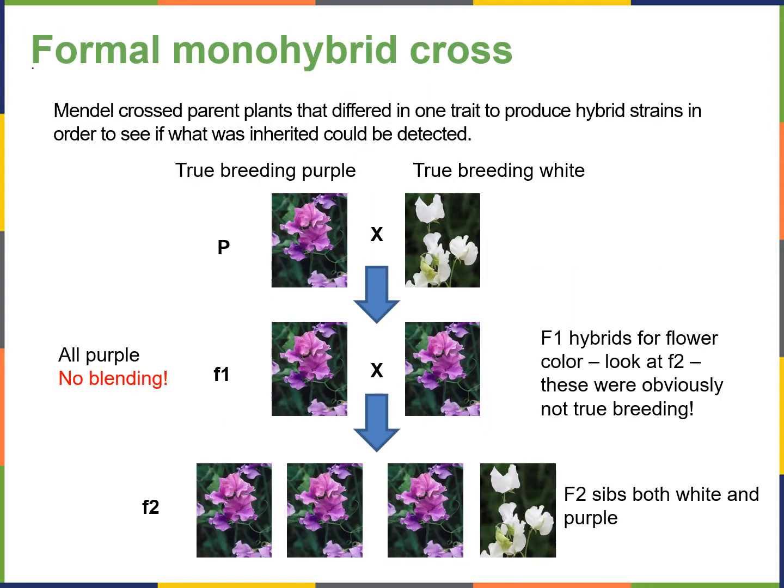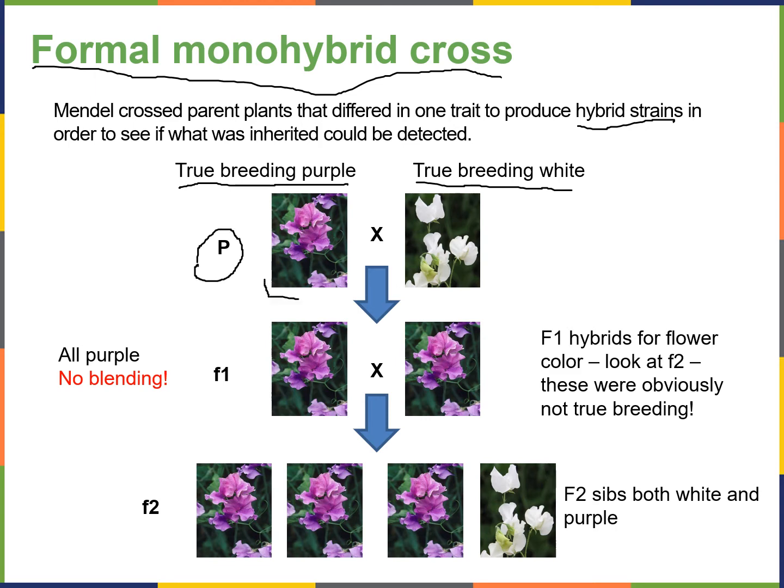On this slide, we're going to talk about formal monohybrid crosses. So Mendel crossed parent plants that differed in one trait to produce what is known as hybrid strains, in order to see if what was inherited could actually be detected. So he crossed true breeding purple with a true breeding white in the parent generation. So one expressing the purple phenotype, one expressing the white phenotype. And interestingly, in the F1 generation, they were all purple. There was no blending. There was no visible mix between the purple and the white plants.